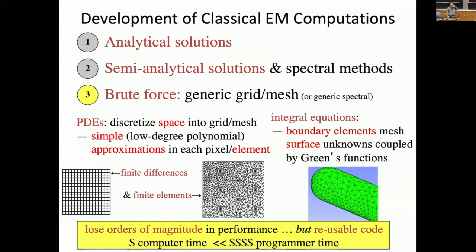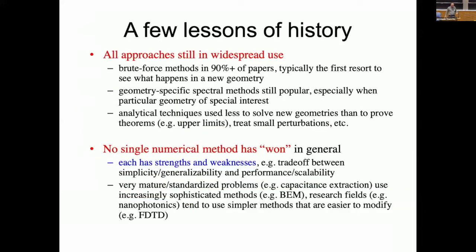However, I should say that one thing to keep in mind is that everything here is still in widespread use. So if you look at papers in photonics, probably 90% of the papers at least use mainly brute force methods. And these are kind of the first resort if you just want to see what happens in a new geometry, if you just want to get a number. But people still use geometry-specific spectral methods. They still use Mie scattering.